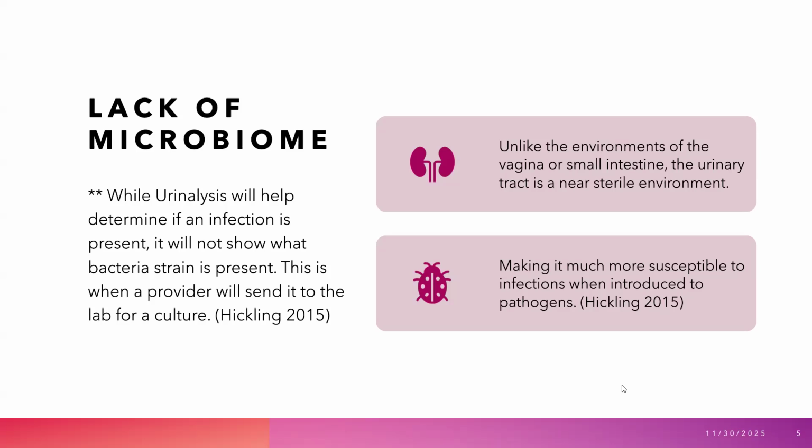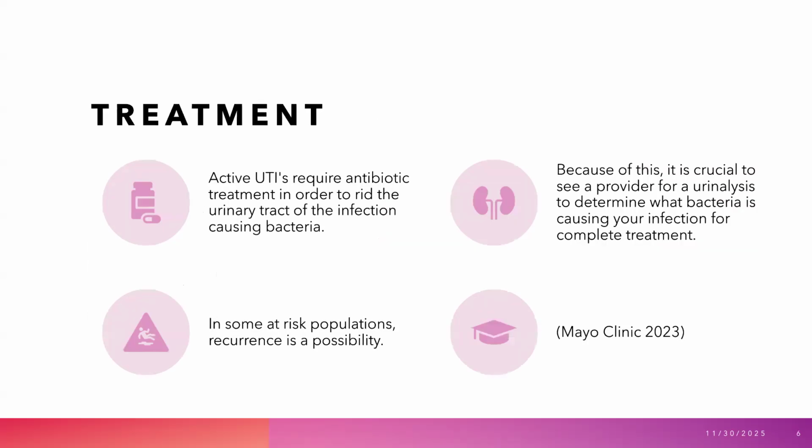So yeah, that's why UTIs can be so common as well. And this is a little note here. We'll talk about it in the next slide, but urinalysis tests will help to determine if there's an infection. But like we said, typically it's E. coli, but sometimes it's not. So it won't show what bacteria strain is present. So that's why we always want to send it to a lab for a culture to know what kind of antibiotics we need to take for whatever form of bacterium is causing this.